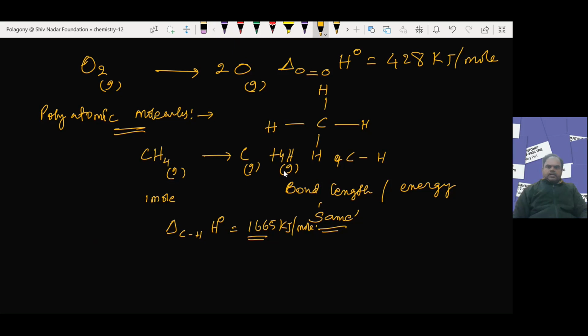So here the bond breaking between carbon and hydrogen differs from the first bond to the second, third and fourth. But how do we get this 1665? This is the total energy required for breaking up this methane molecule into a free carbon atom and free hydrogen atoms, 1665.